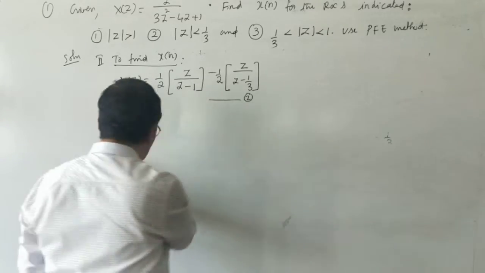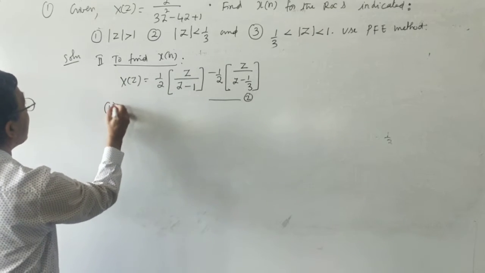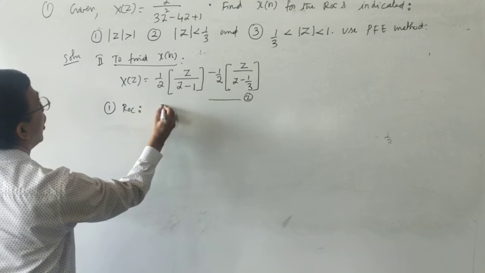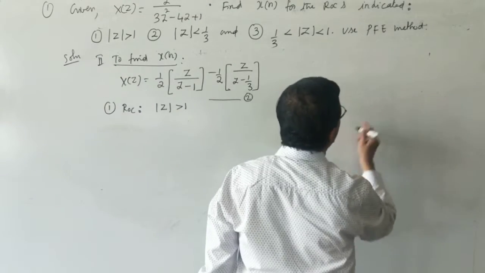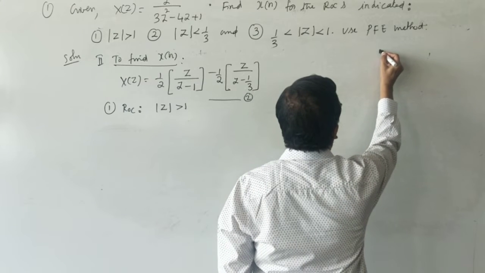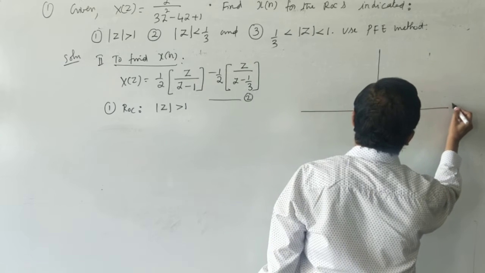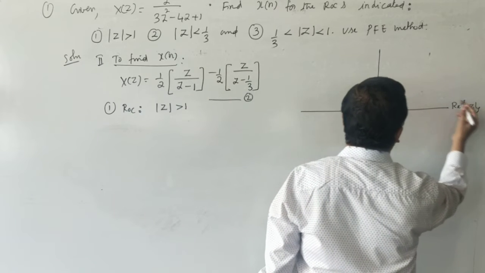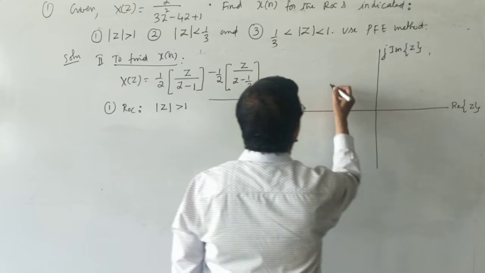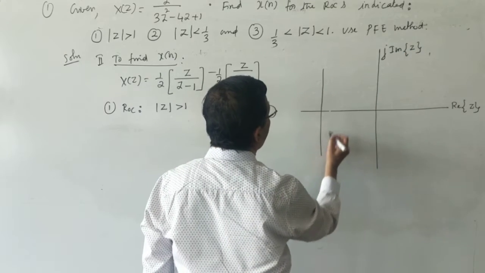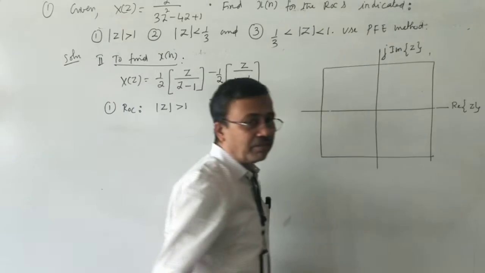I will take the first ROC. What is the first ROC given? First ROC is mod Z greater than 1. I will plot the poles and mark the ROC. Z plane is a complex plane having real axis real Z, imaginary axis j times imaginary Z. The entire Z plane is assumed to be inside this rectangle.